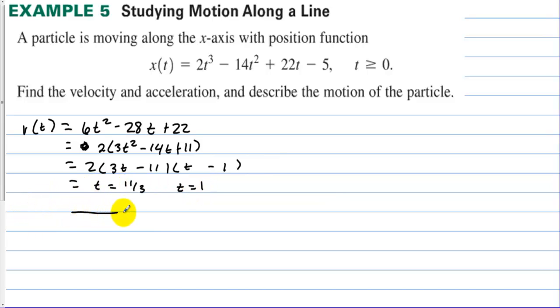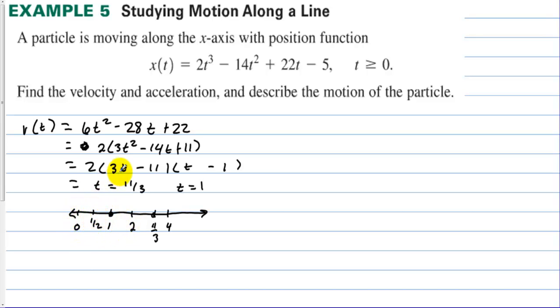Let's find where the particle is moving left and right. So we're going to do a number line. Here we have 1, and that's where the particle is stopped. Then 11 thirds is 3 and 2 thirds. We'll make a note of that. So here's 4. This could be 2, and we don't want 0. How about 1/2? And then over here is 0.